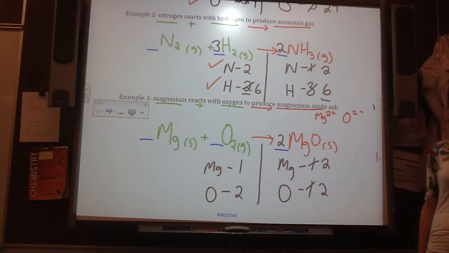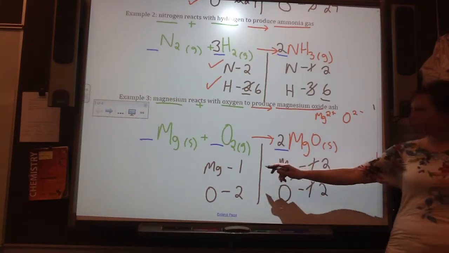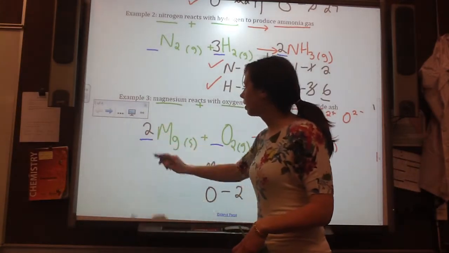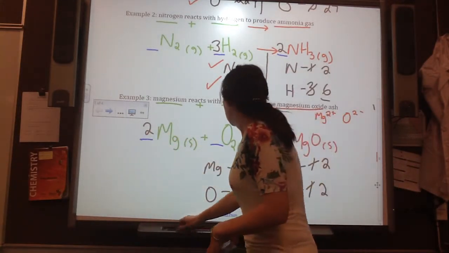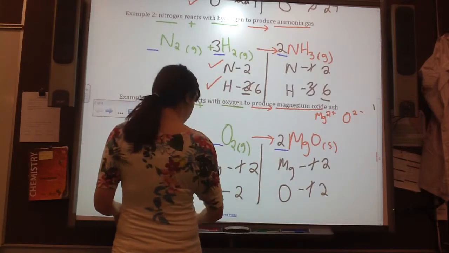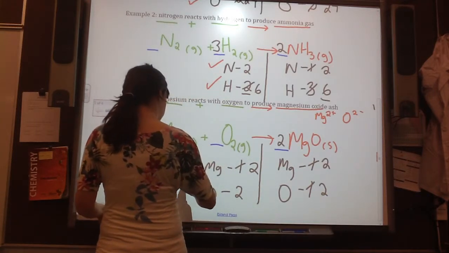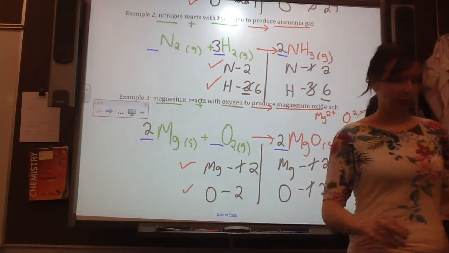Okay, so when we put the 2 in front, we changed the oxygens, but we also changed the magnesium. So then we need to look back and put a 2 here. Then our magnesium will change to 2's. So that's balanced, and that's balanced.